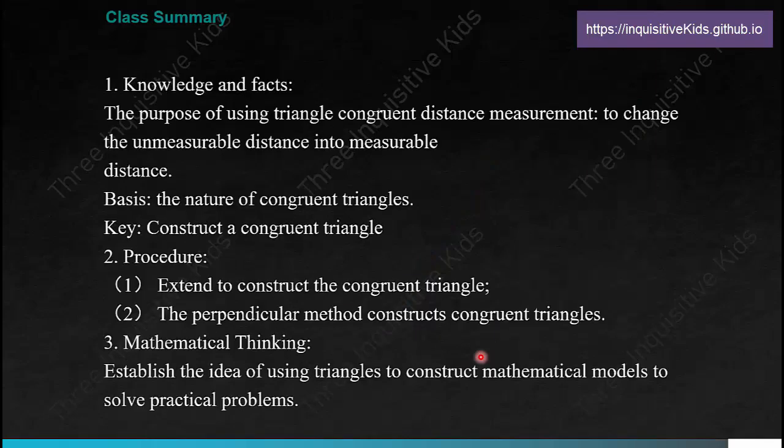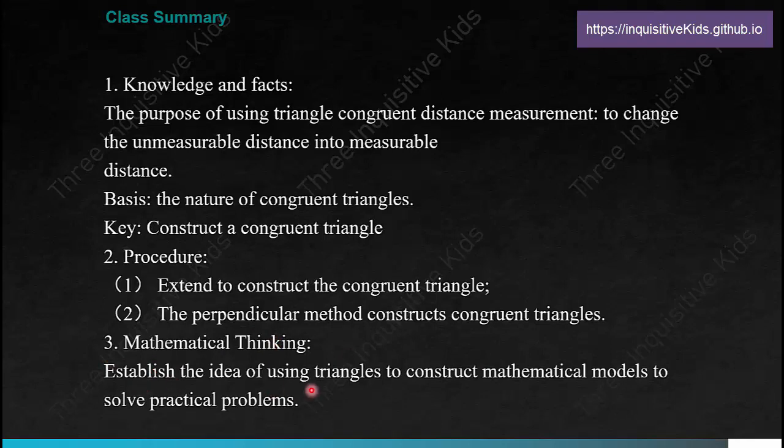Knowledge and facts. The purpose of using triangle congruent distance measurement is to change the unmeasurable distance into measurable distances. Here's the basis, the nature of congruent triangles. The key is to construct a congruent triangle. The procedure is, first, extend to construct the congruent triangle. Then, the perpendicular method constructs congruent triangles. So we always know that the building is going to be perpendicular to the ground, so we know that that's 90 degrees.